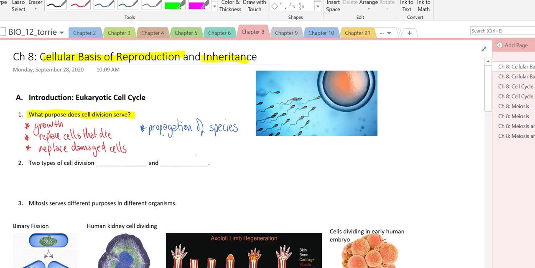And over here in blue, I've written propagation of the species. So cell reproduction occurs for the continuation of the species, much like when we produce sperm and egg to produce more offspring. Each of these can be categorized as one of two types of cell division. The ones in red fall under the category of mitosis. In the case of sexual reproduction, or propagation of the species, the form of cell division used is called meiosis. They're very similar. We'll look at the differences between the two.